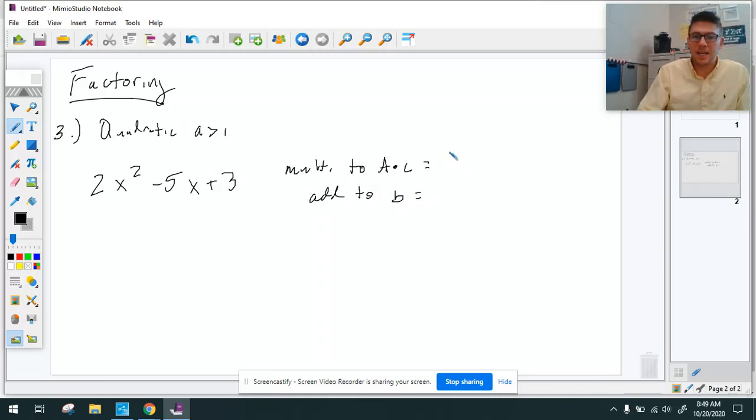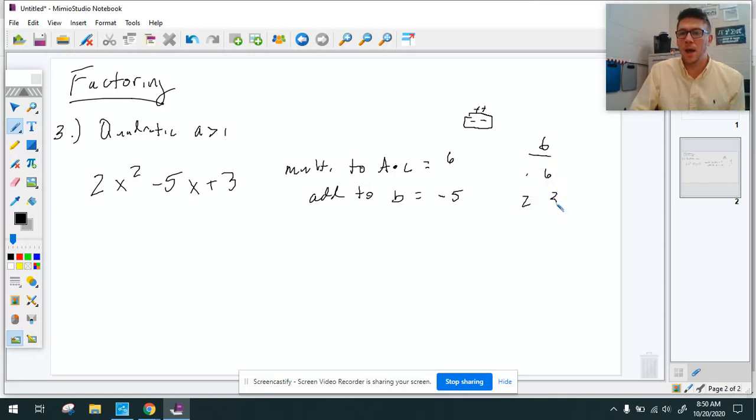A times c is 6. The b value is -5. So what two numbers multiply to 6, but at the same time add to -5? Notice how the multiplication is positive. That means both numbers are either both positive or both negative. But if it adds to a negative, it means it has to be this: both are negative. So what numbers multiply to 6? 1 and 6, 2 and 3. If they're both negative, which one is it going to be? -2 and -3.